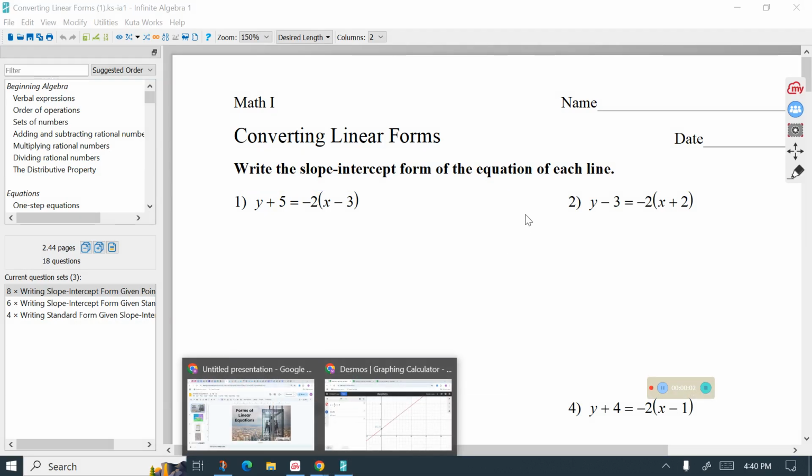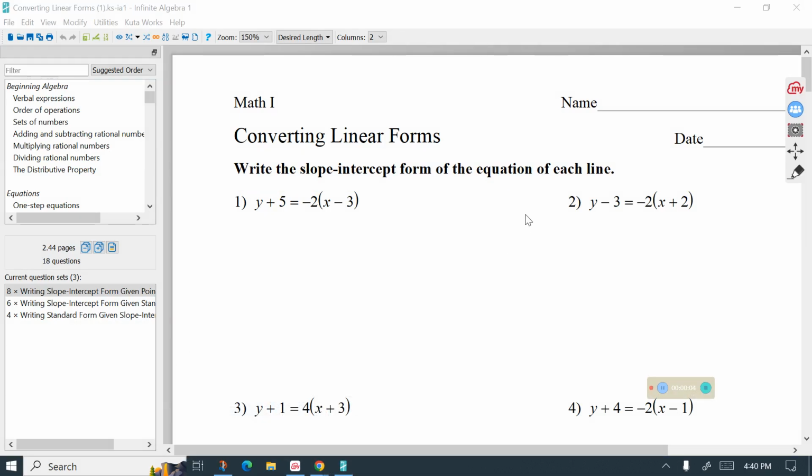Okay, so today in this video we're going to go over converting linear forms. This is going to connect the dots from a couple different activities we had where we didn't really get to finish some concepts on the last couple assignments. So try to connect these dots that we learned.